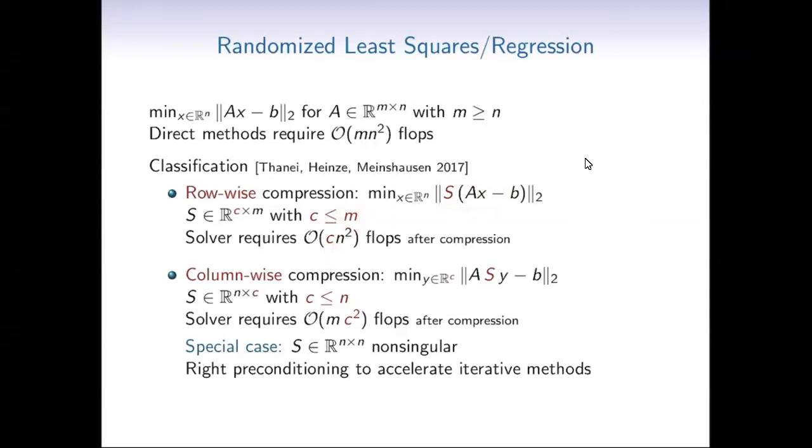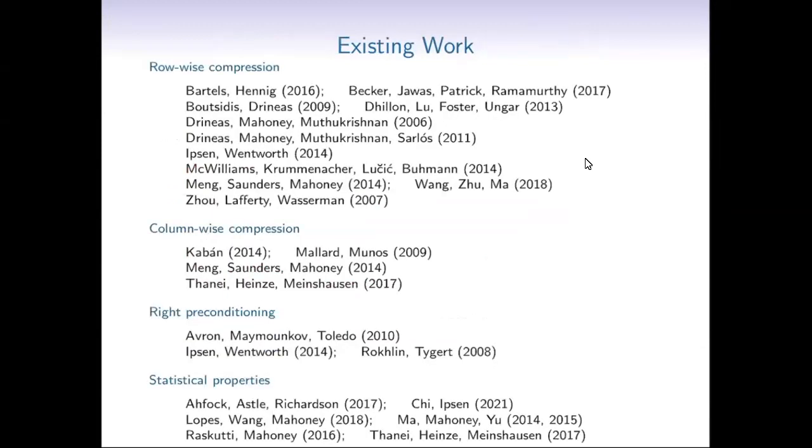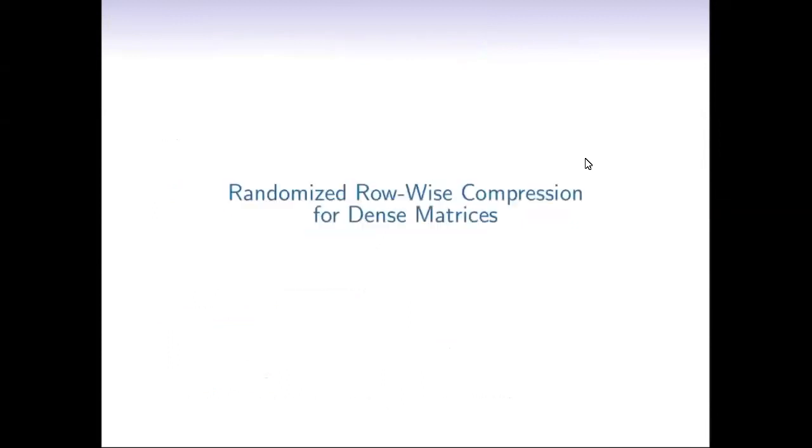You can also do column-wise compression. You come then from the right-hand side. So you work on the small dimension, which doesn't look very promising, especially if the small dimension is really small. So you reduce from n squared to c squared, but you still have the large dimension. However, in the special case where you're not doing compression, you just have a non-singular matrix here. That can be used as a preconditioner to accelerate iterative methods, and that's what we will look at. So there's a lot of existing work on randomized algorithms: row-wise, column-wise compression, preconditioning, statistical properties. So a lot of work.